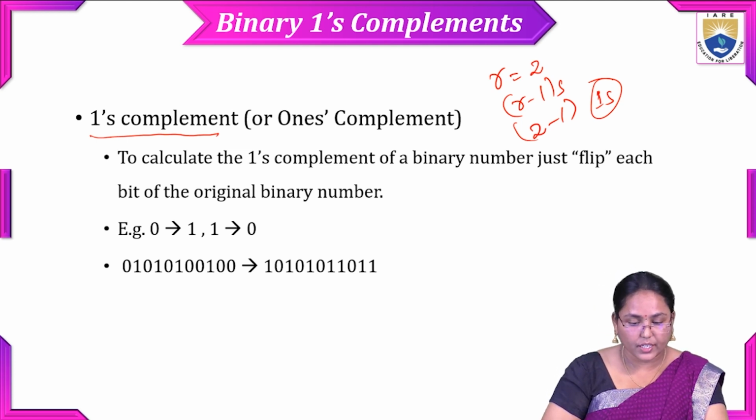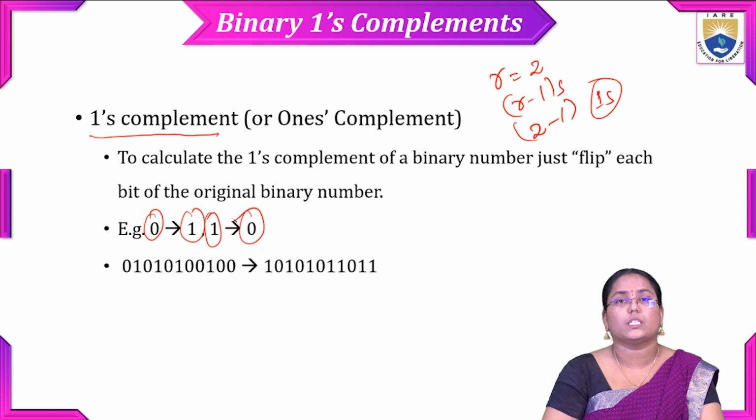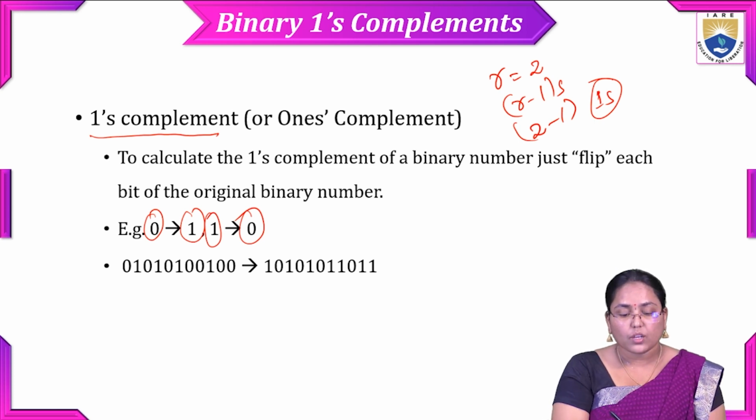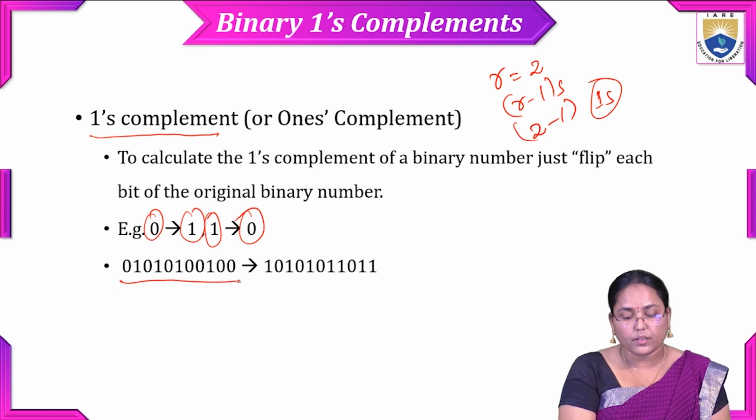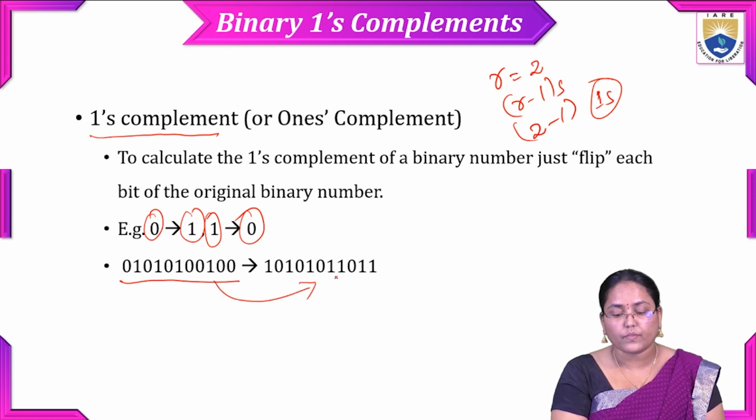So here what we need to do is, whenever I have 0, I need to convert it into 1. Wherever I have 1, I'll be converting it to 0. This is the same thing just like the previous procedure. So now let us take, for example, 0, 1, 0, 1, 0, 1, 0, 0, 1, 0, 0, and the resultant ones complement will be 10101011011. This is just flipping.